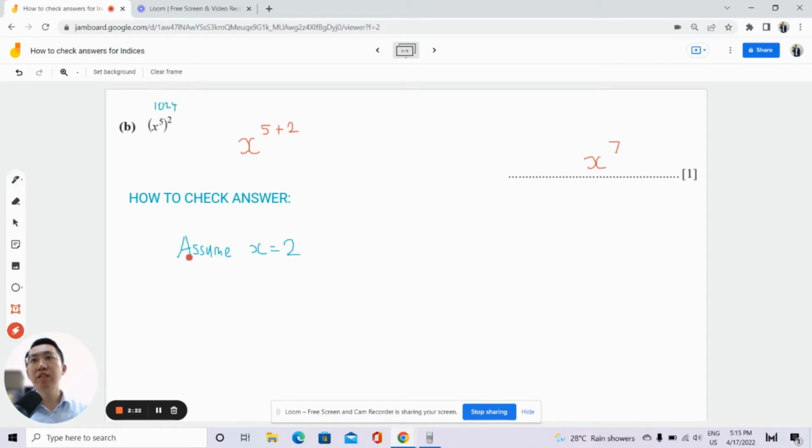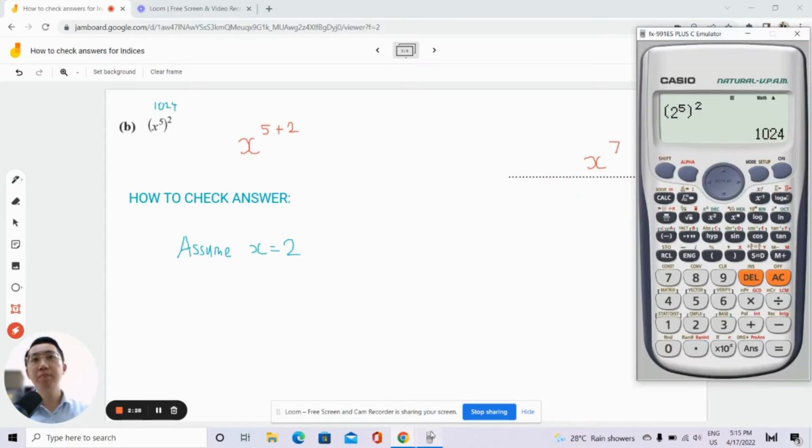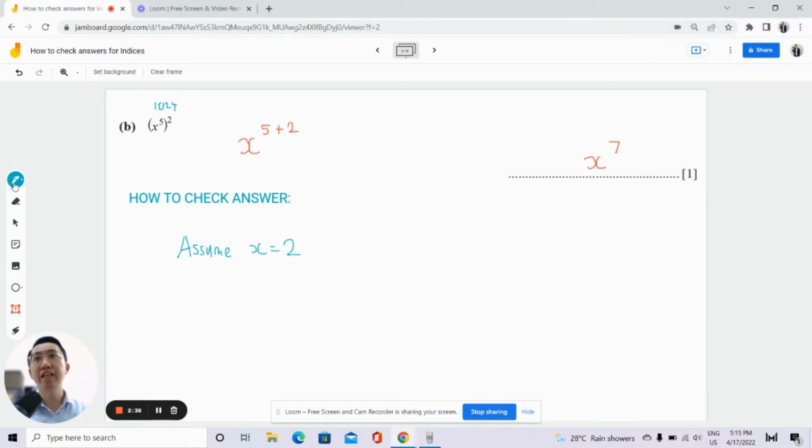So now your turn is to check this. X to the power of 7. You're going to replace 2 inside here. So let's do that. 2 to the power of 7. Press equal. So you get the answer 128. And that's how you found out the answers are not matching. So you know this is wrong. And your working is wrong.